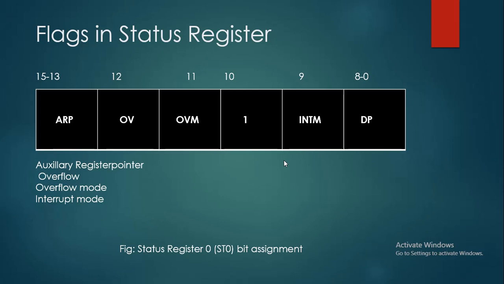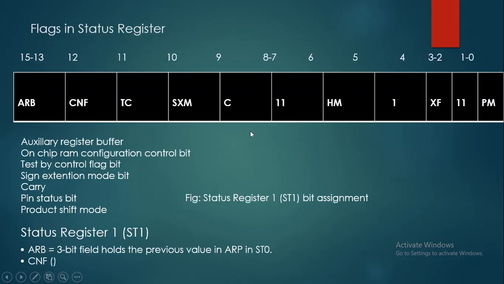And overflow mode, OVM: this bit enables or disables the accumulator overflow saturation mode. And OV indicates an arithmetic operation overflow in the ALU. And ARP is used for selecting the auxiliary registers, and this bit is always 1. And now we are going for the ST1 register. In the ST1 register, the PM product shift mode, this 2-bit field determines the product shifter mode and shift values of the product register output into the ALU.